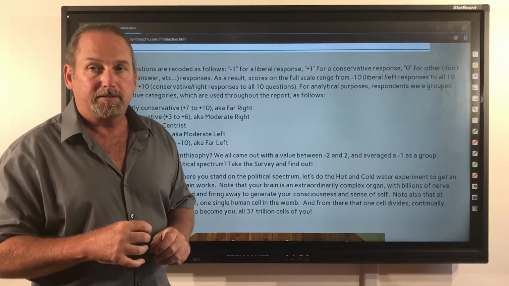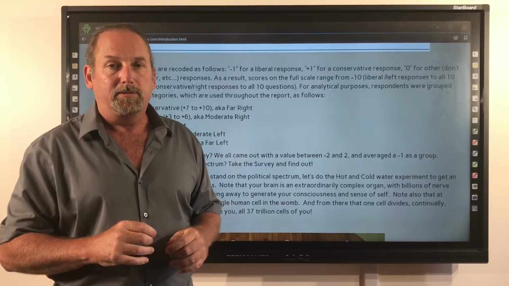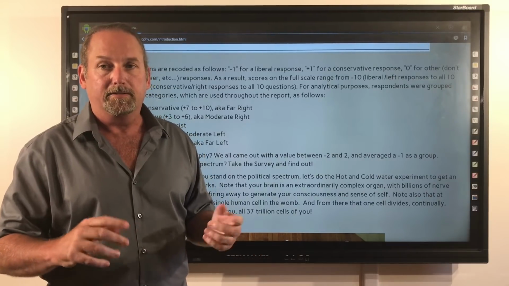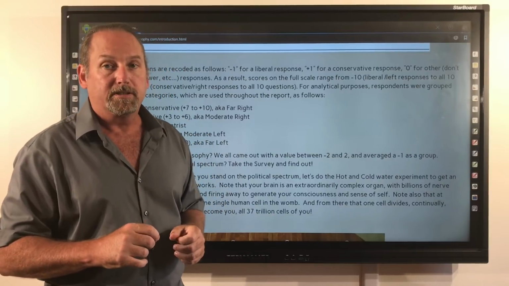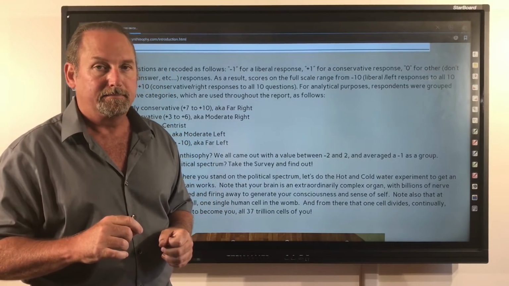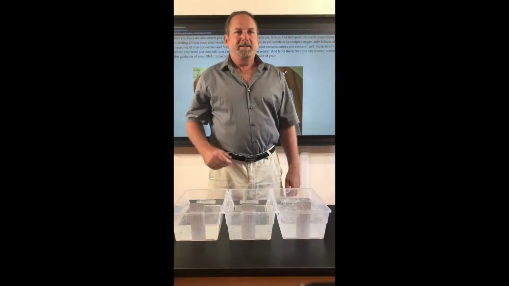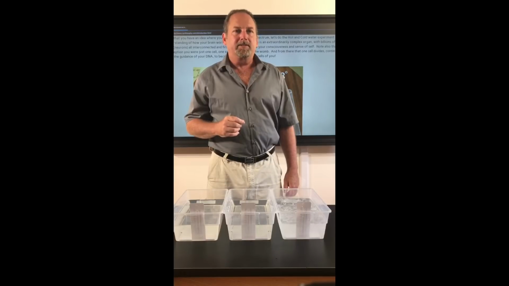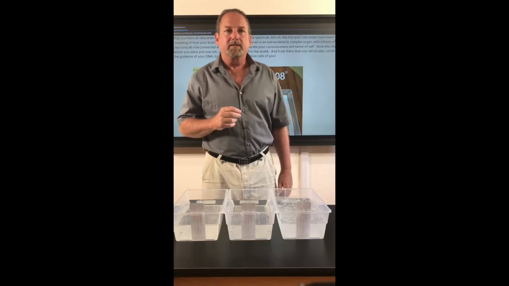How did we all do on the survey here at Synthisophy? We all came out with a value between -2 and +2, and as a group we averaged -1. The question now is, where do you fall on the political spectrum? Take the survey and find out. Now that you have an idea where you stand on the political spectrum, let's do the hot and cold water molecule experiment to get an understanding of how your brain works.